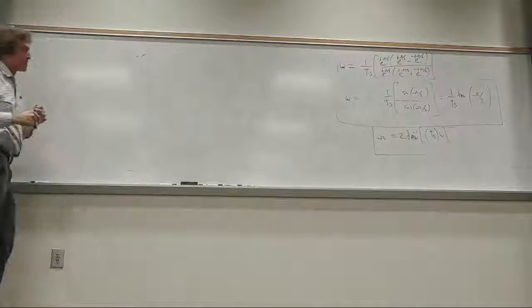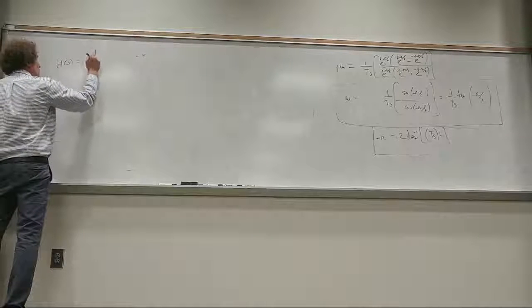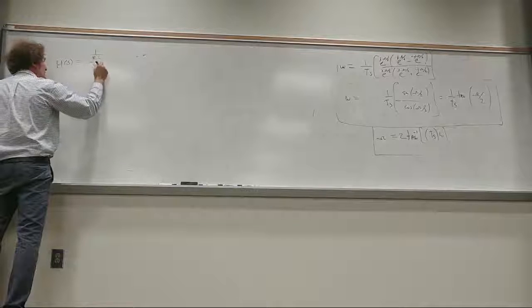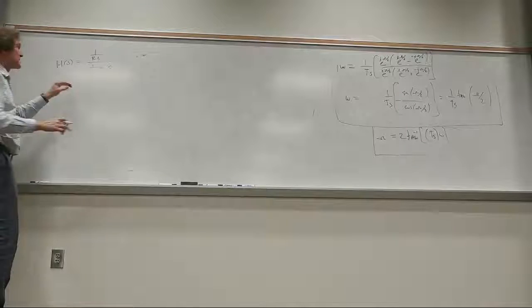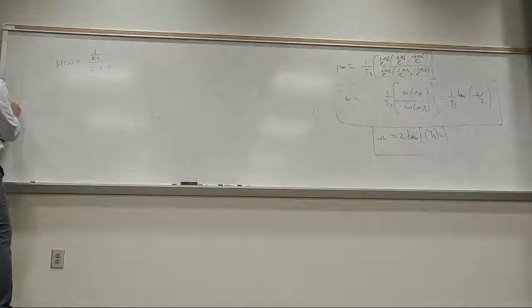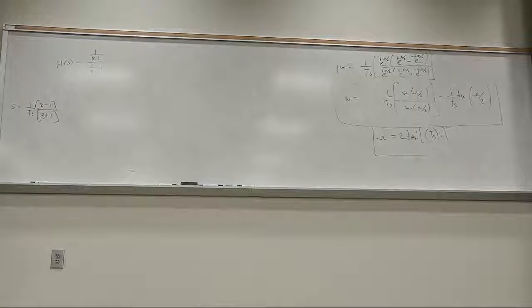Now, if we have our function, our H of s was equal to 1 over RC over 1 over RC plus s, correct? If we want to go right from the s domain into the z domain, we want an H of z. You'll notice that s was equal to 1 over TS times z minus 1 over z plus 1. That was the relationship. Just listen to me, all right?